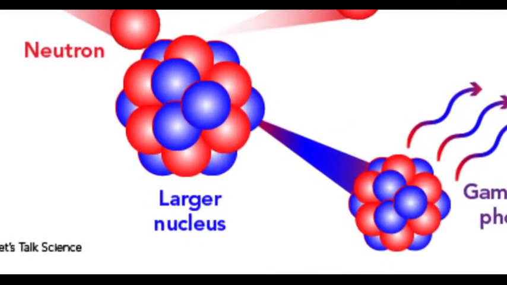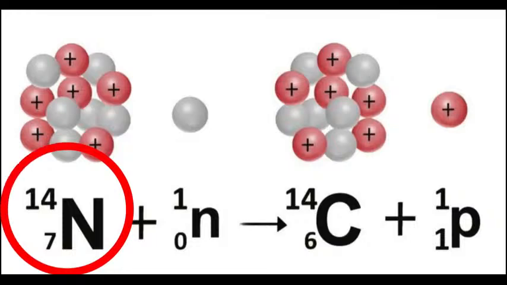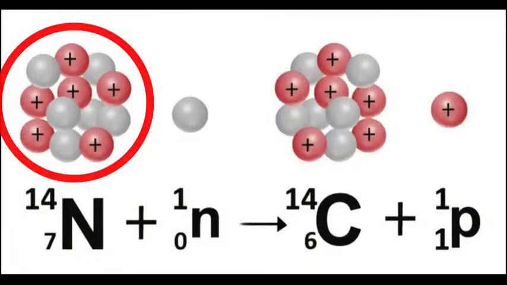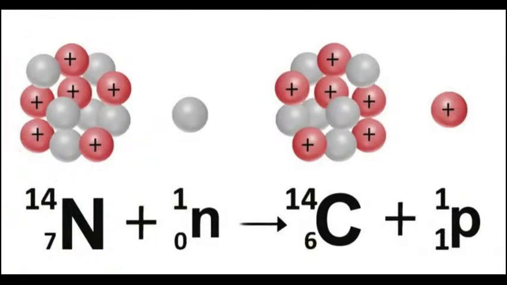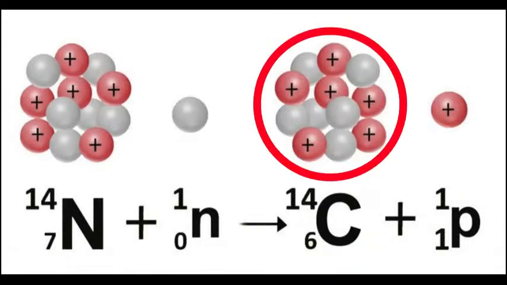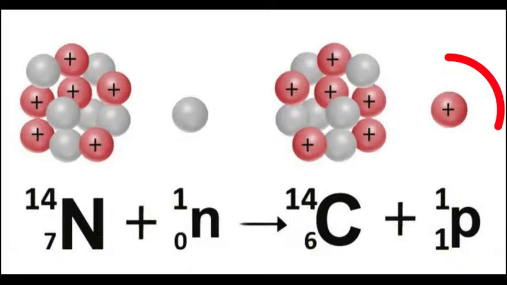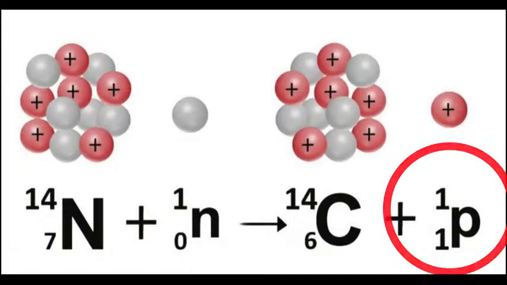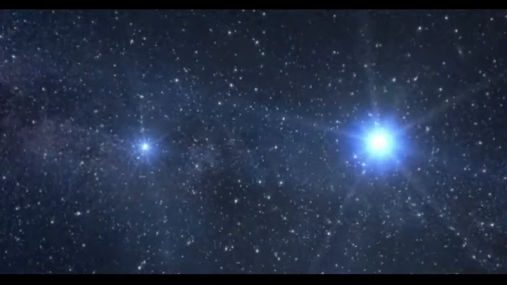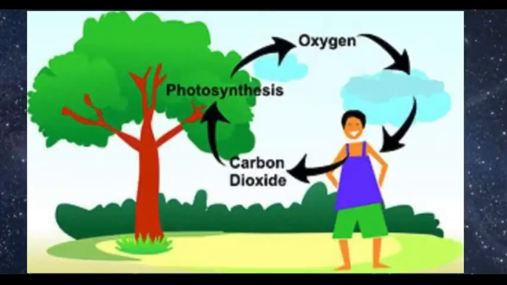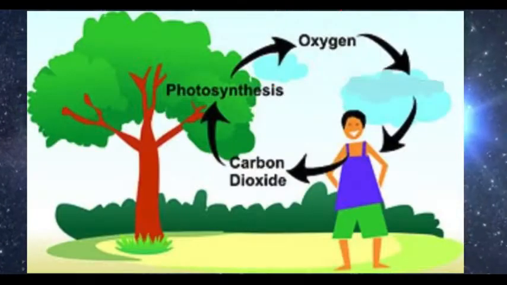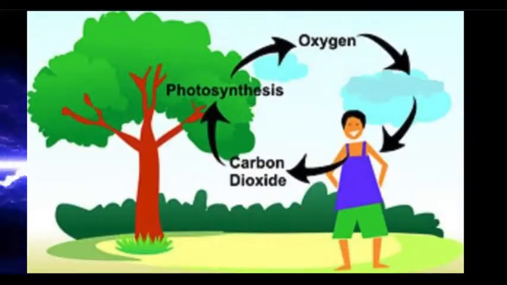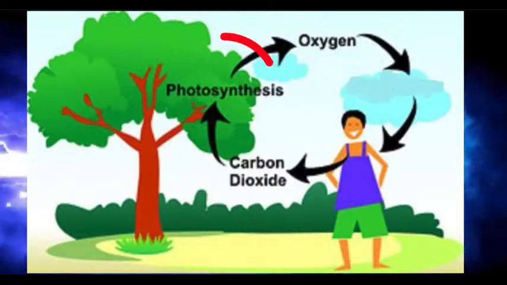When the neutron collides, a nitrogen-14 atom composed of 7 protons and 7 neutrons turns into a carbon-14 atom with 6 protons and 8 neutrons, and a hydrogen atom with 1 proton and 0 neutrons. The carbon-14 atoms that cosmic rays create combine with oxygen to form carbon dioxide, which plants absorb naturally and incorporate into plant fibers by photosynthesis.